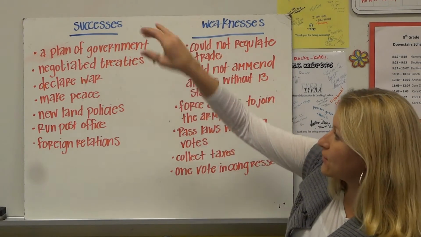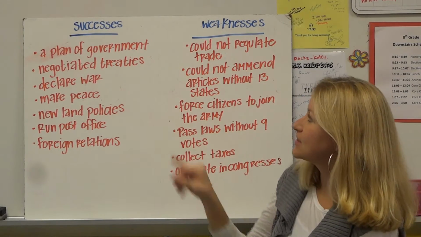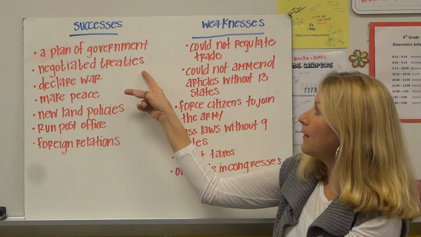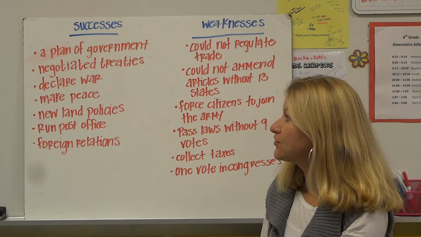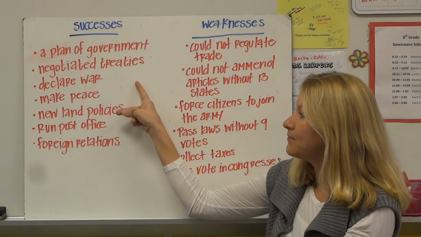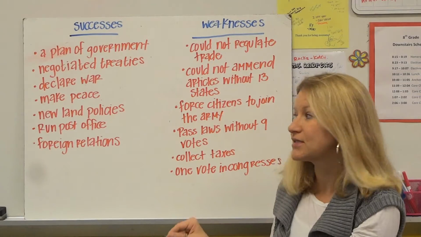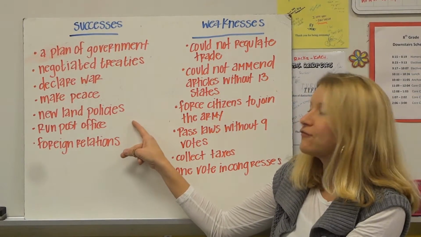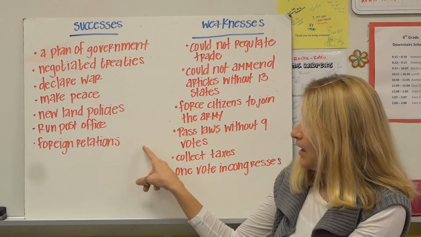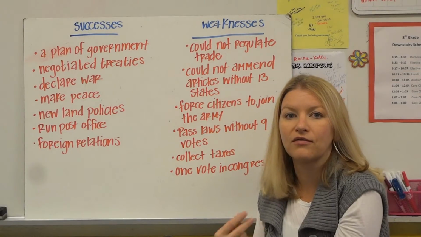Successes and weaknesses of the Articles of Confederation. You have the successes. It actually gave a good plan of government. It allowed the government to negotiate treaties. It allowed the government to declare war and to make peace. It provided some new land policies, which we're going to look at in just a second. It allowed for a post office, and the post office was actually Benjamin Franklin's idea. And it provided for a way to communicate well with foreign countries.